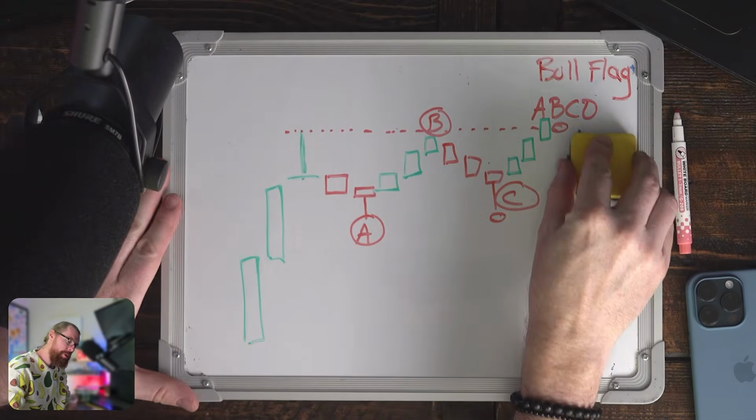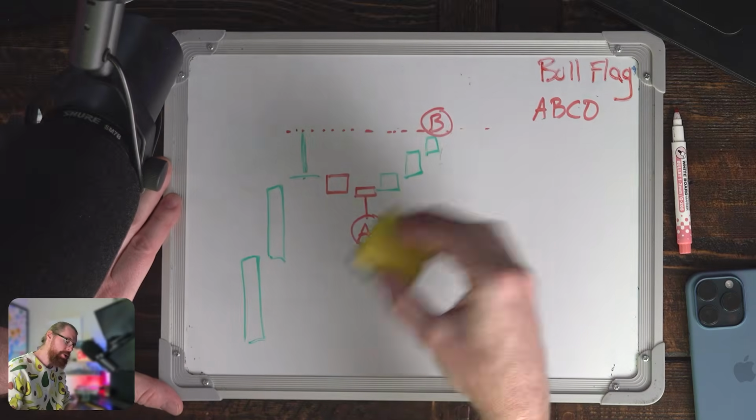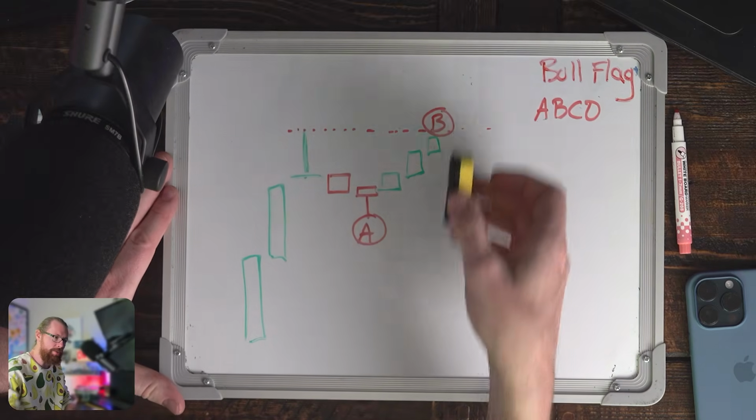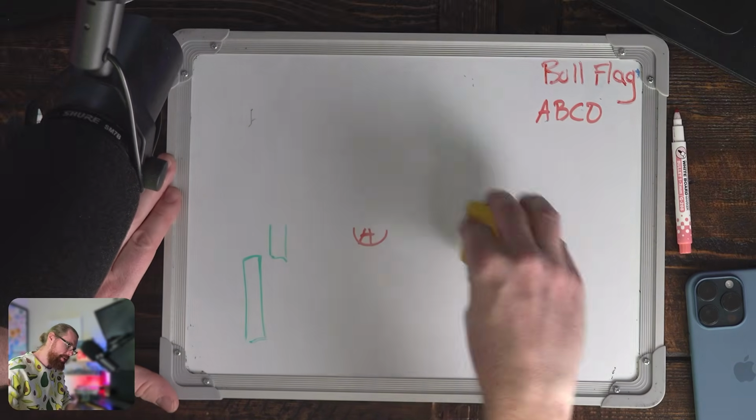So I always teach people the bull flag first because an ABCD pattern includes a bull flag that ultimately did not resolve all the way to the upside. And then it turns into that ABCD pattern.